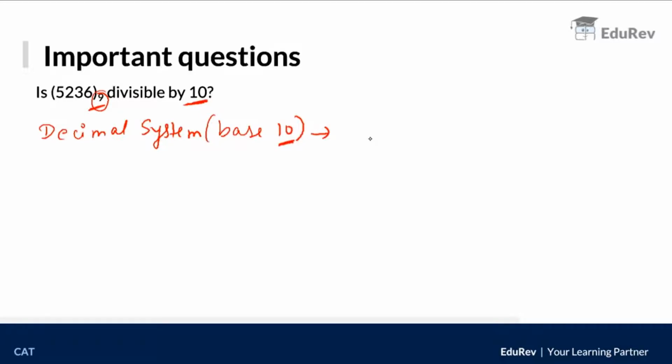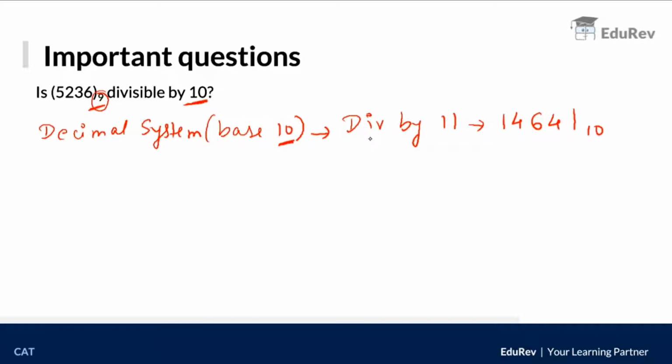If I ask you when is a number divisible by 11: a number is divisible by 11 when we form the alternate pairs, we subtract them, and if the subtraction is divisible by 11, the entire number is divisible by 11. So suppose I give you one example. Let's say my number is 14641 to the base 10. I am asking you whether this number is divisible by 11. So what will we do?